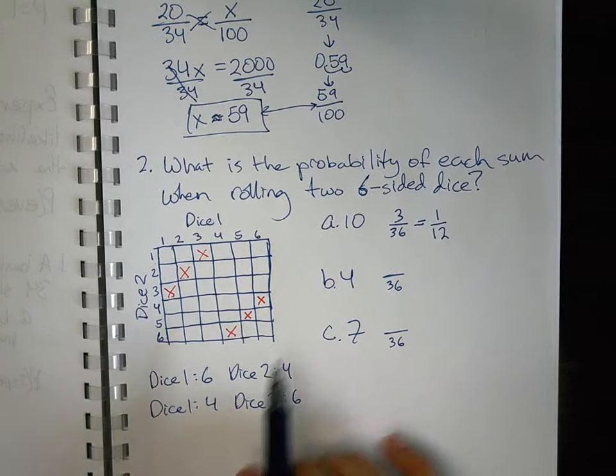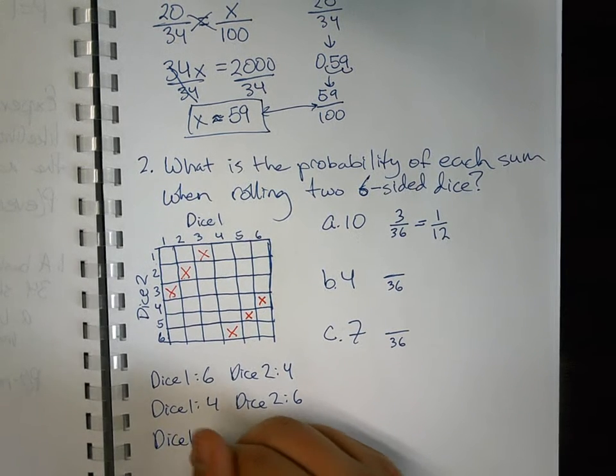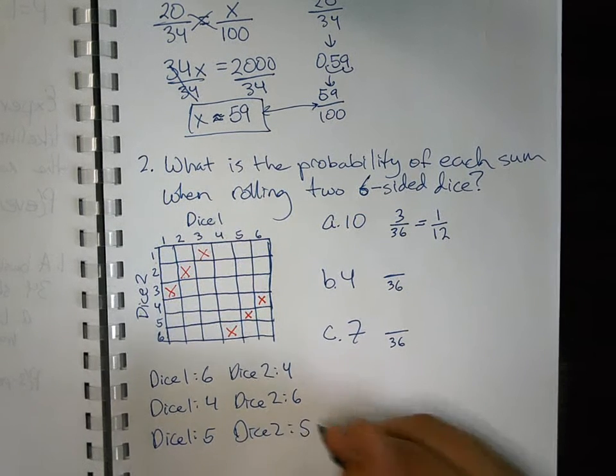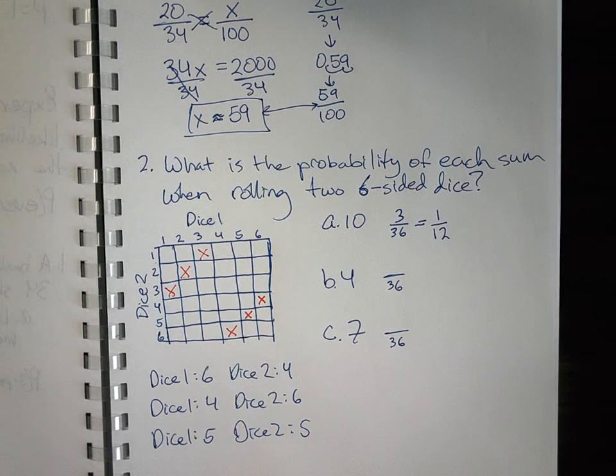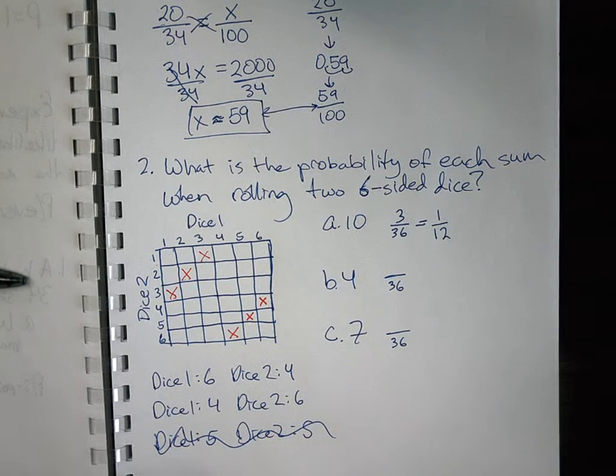Another outcome is rolling dice 1 to get a 4 and dice 2 to get a 6. It's also the case that if I roll dice 1 and get a 5, and roll dice 2 and get a 5. Actually, does that matter in order? No, it doesn't. Never mind. We're good. I'm thinking too hard. Sorry, I'm anticipating another kind of problem.